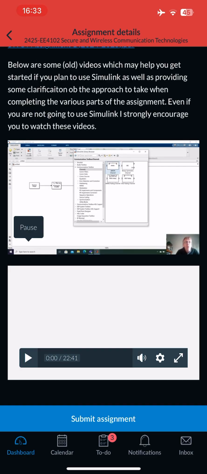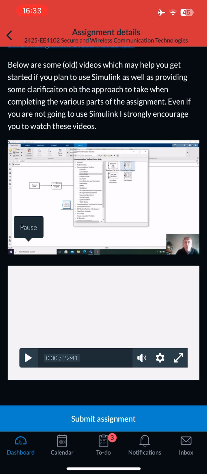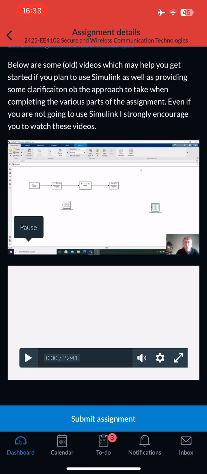So again, I click on the library browser, and if I click on the comms sink, you'll see constellation diagrams here. So I'll just drag that out. I want one for the transmitted signal and one for the received signal, so I'll bring 2 out here. I'll just place them there and realign this a little bit.